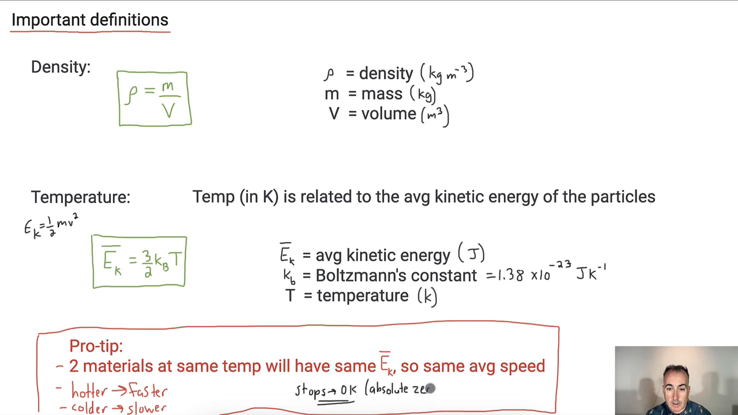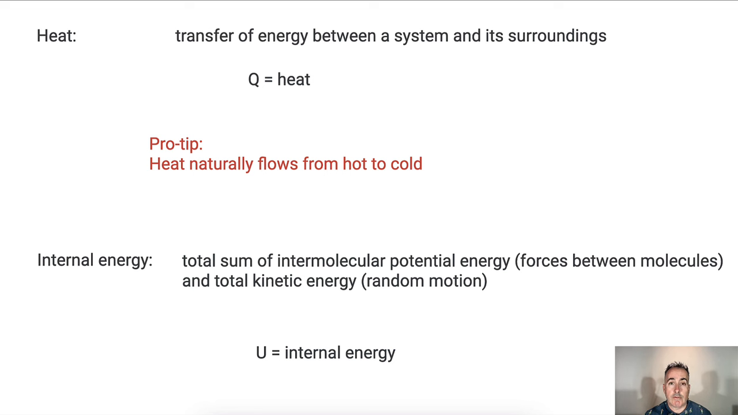Okay. So now we've got an important definition called heat. I know in the English language we often use the word heat for many different things, so I think it's really important to understand what we're doing here. We're going to measure something called Q. It's heat, and it's a form of energy, so it's measured in joules. What's really important is to understand the definition. Heat is just the transfer of energy from a system to its surroundings.